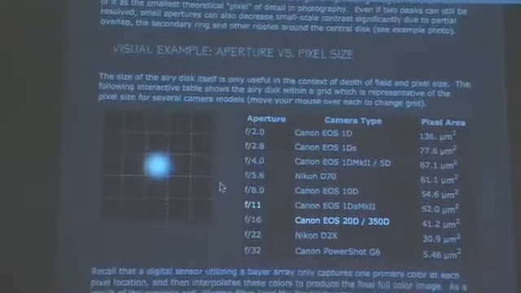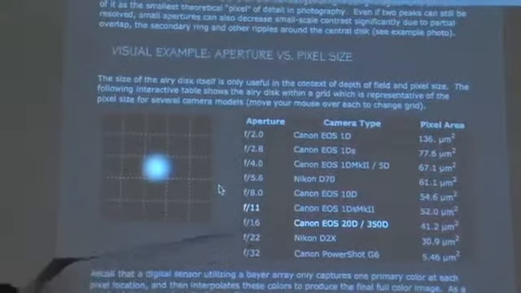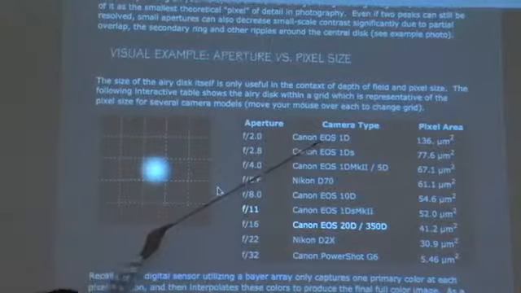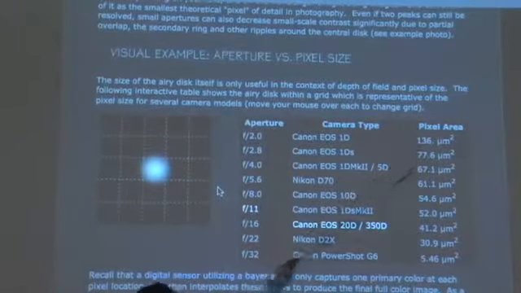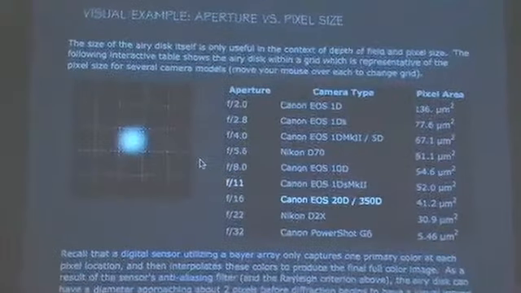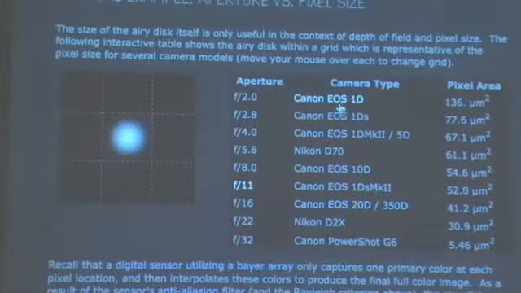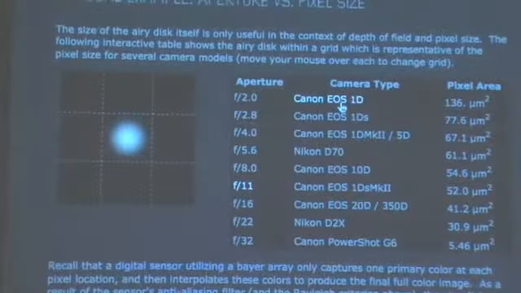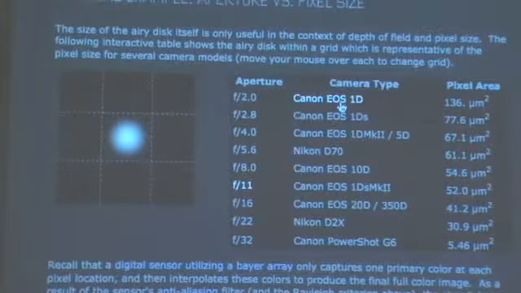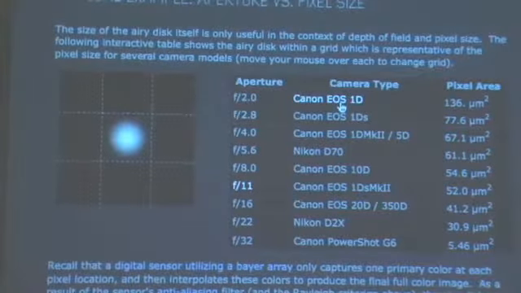So it has here a list of f numbers, or rather apertures, and some cameras and associated pixel sizes. If we take a look at some of the pixel sizes, keep in mind that these are old cameras, so these pixel sizes are larger than they are now. This is an old Canon 1D, which is probably 8 years old now. It's pretty old at this point.